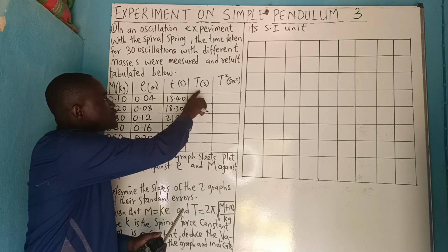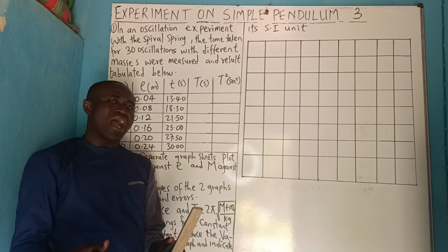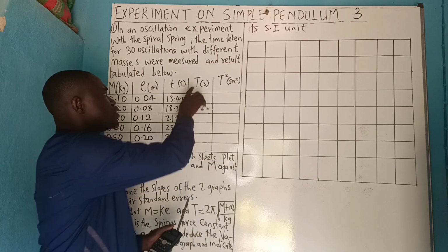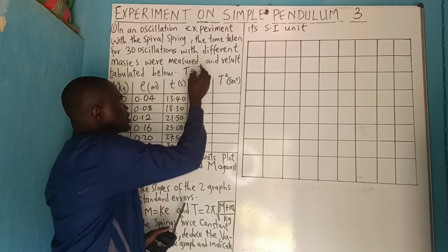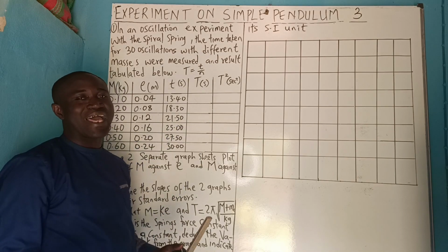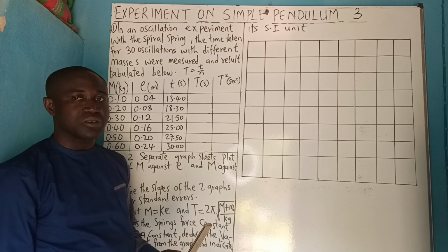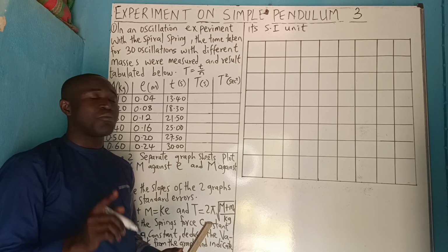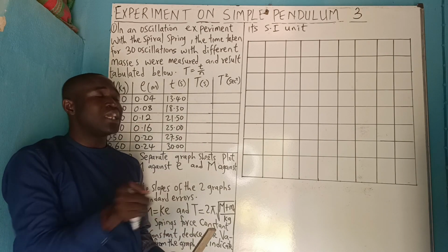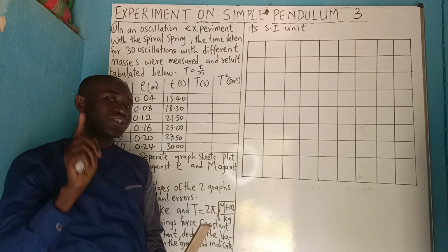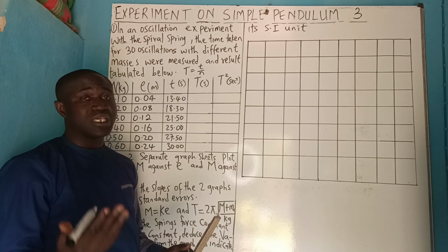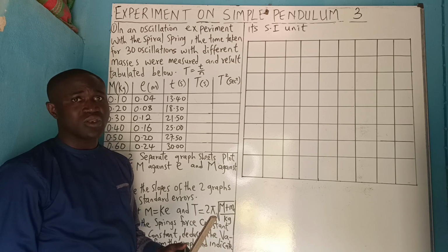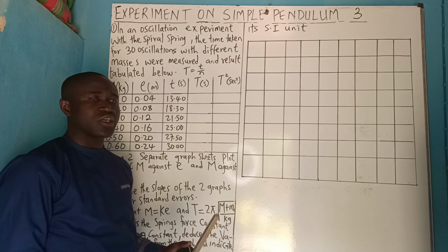Now to get your T. Before now, we have this mentality that to get your T, you say that T is equal to small t over N, and we say that N is 20 oscillations. Mind you, it's not a must that N will be 20. In this experiment, it was 30 oscillations. In some other experiment, it is 10 oscillations. It depends on the instruction given to you.